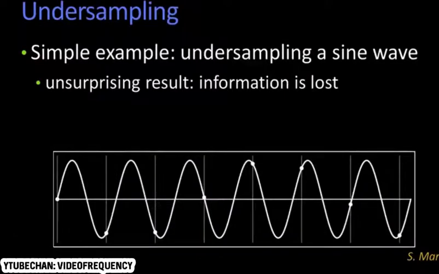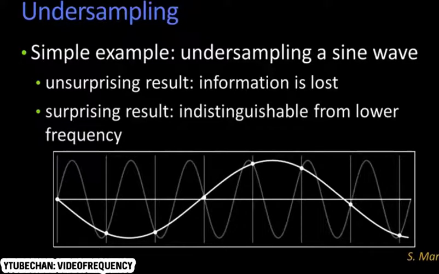All right. Well, not surprisingly, something's getting lost, right? Some information is getting lost. So here we're showing you, I've got a dot here, I've got a dot here, and there's all this change going on in between that is not realized, or I should say not captured. Perhaps the surprising result, though, is that actually this is indistinguishable from a lower frequency. Okay, so here what's drawn in is the same set of dots that we had before, but there's a low frequency sinusoid that fits through there.